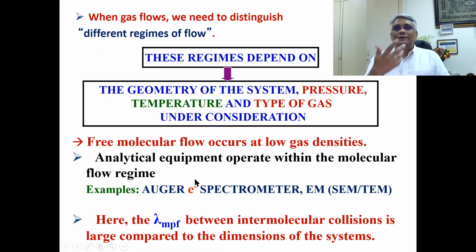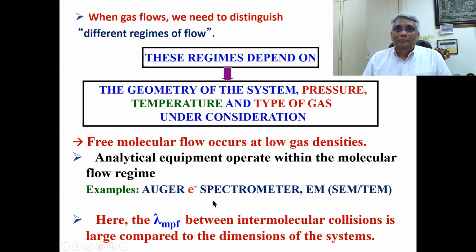You have Auger electron spectroscopy, you have X-ray photoelectron spectroscopy, electron microscopes, scanning electron microscope, transmission electron microscope, scanning tunneling microscope. All these sophisticated spectroscopy and microscopy techniques require vacuum where the vacuum levels have to be high, which means you're already in the molecular flow regime. Only at high vacuum levels do you have the molecular flow regime.